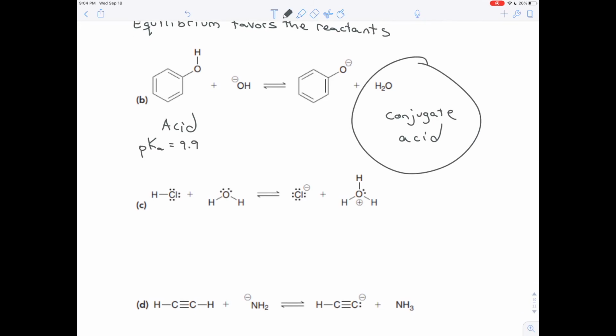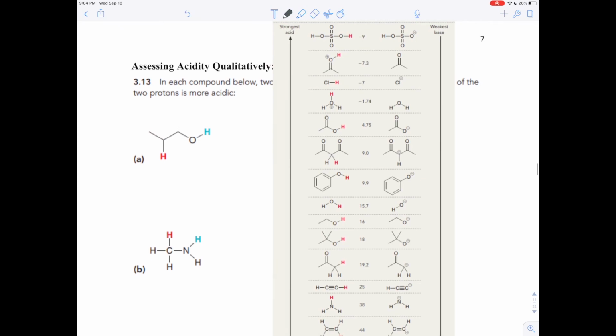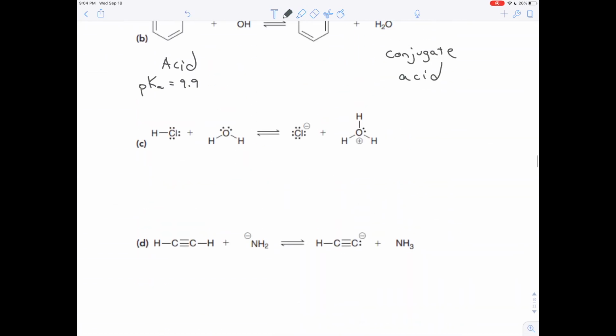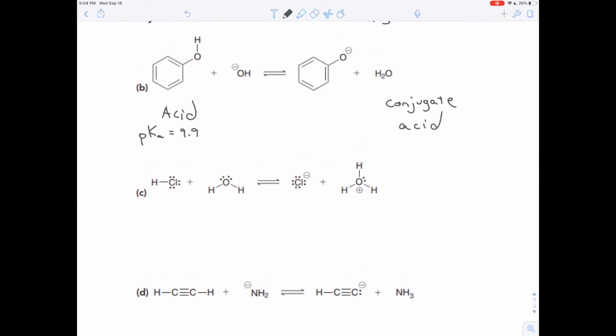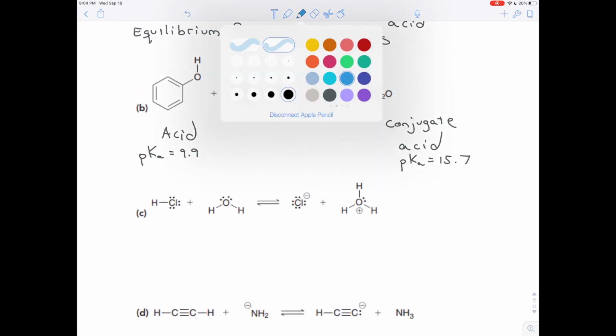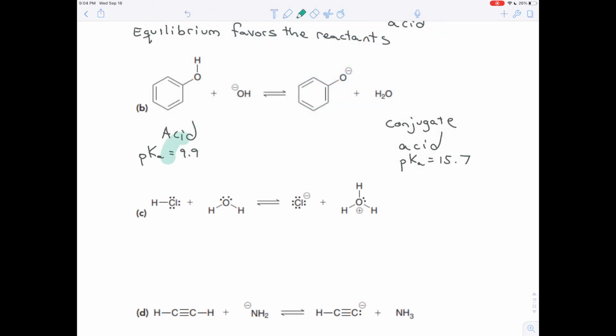The other acid, water, let's look for that. Water is right here. It has a pKa of 15.7. Whichever has the smaller pKa is the stronger acid. So smaller pKa is the stronger acid. So this 9.9 is the stronger acid.